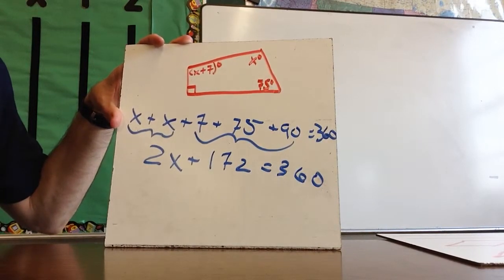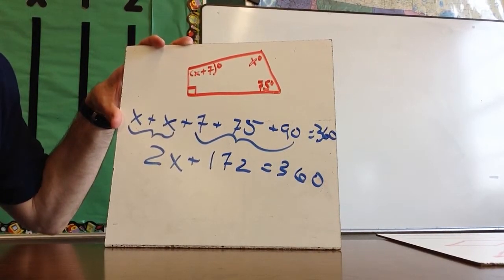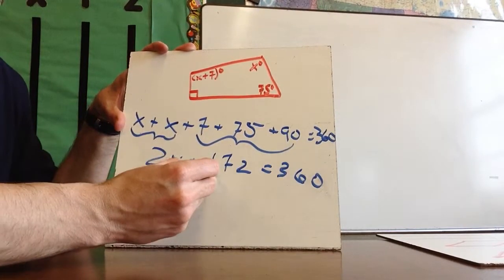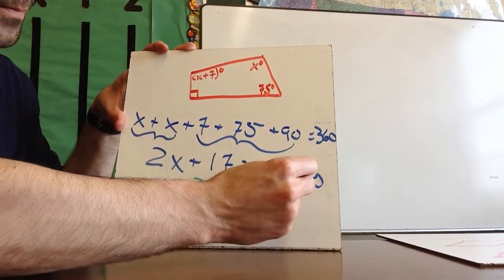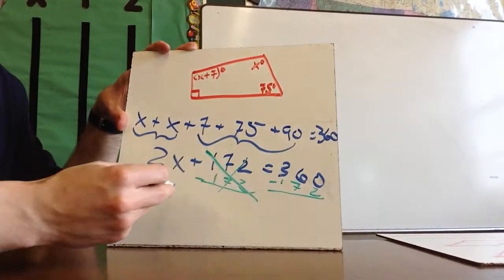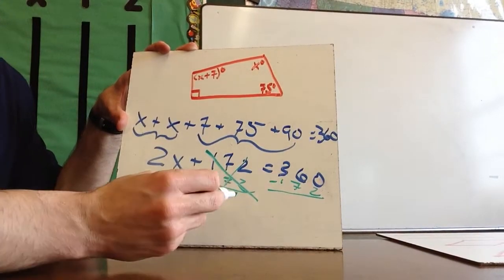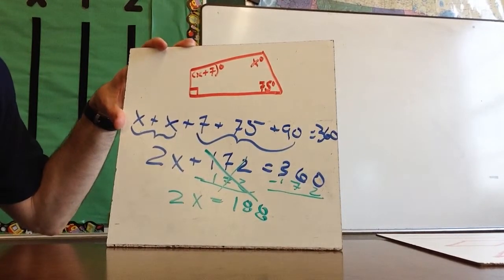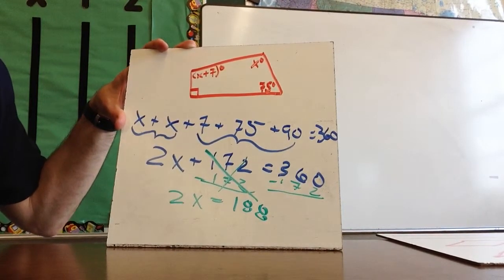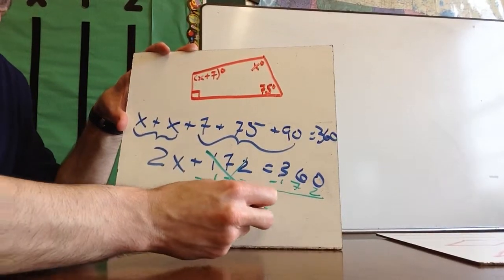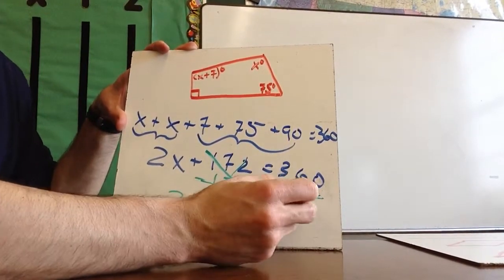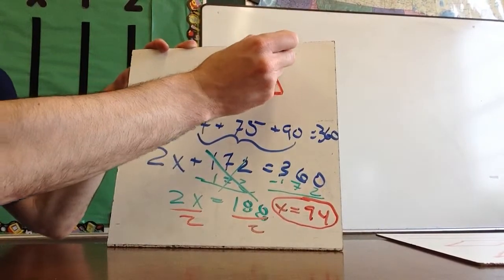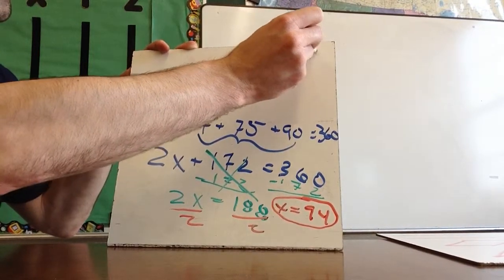Now what I'm trying to do is isolate the variable. So I'm going to subtract 172 from both sides, which means this will cancel out, and I'm left with 2x equals 188. Then I have to take the 188 and divide by 2, which means that x is going to equal 94. Now that means that this angle, which is x, is 94 degrees.